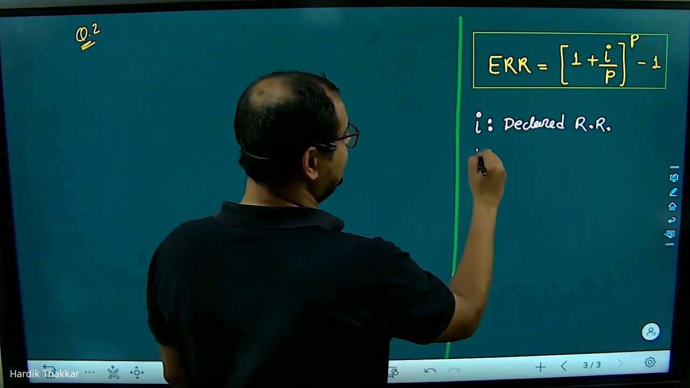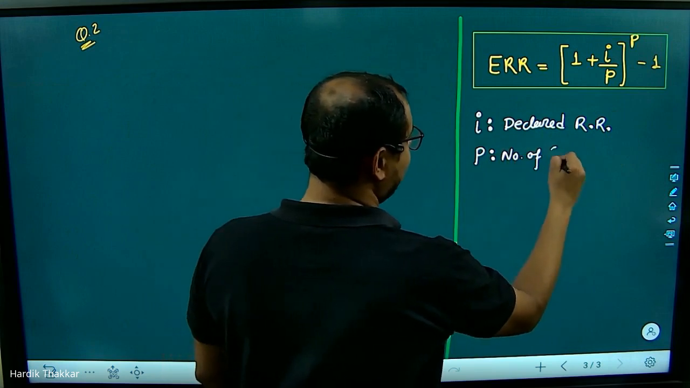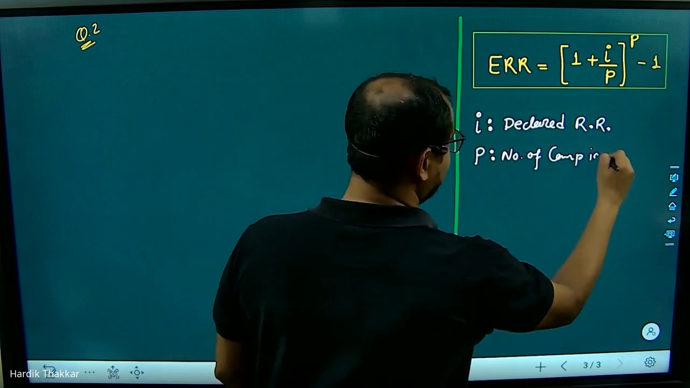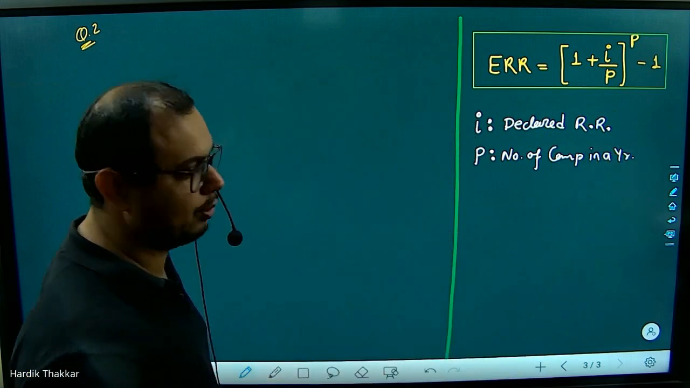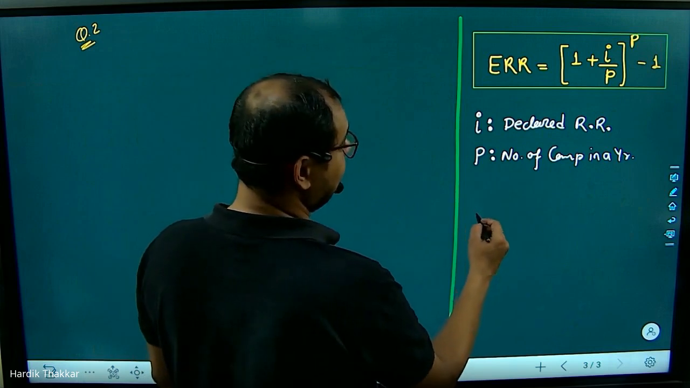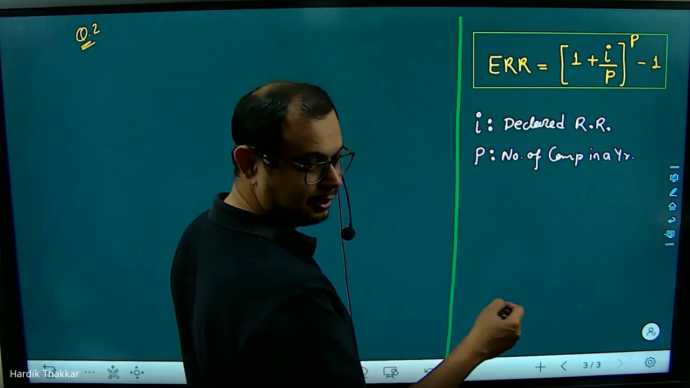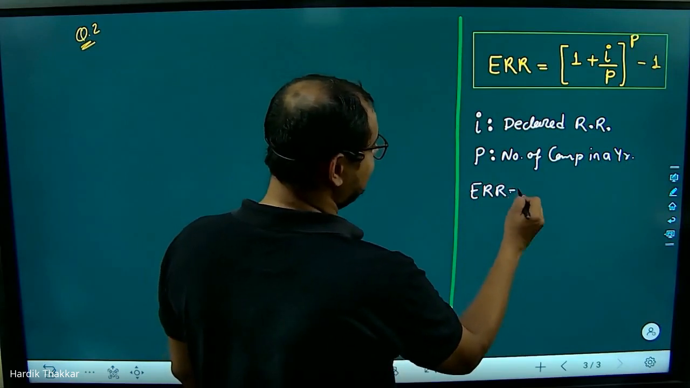Compounded semi-annually. So P is the number of compounding in a year. So P की वैल्यू यहाँ पर semi-annually मतलब क्या है? 2 है. Okay. और क्या बोल रहा है? 6%. Effective rate of return. So ERR is equal to 6%.